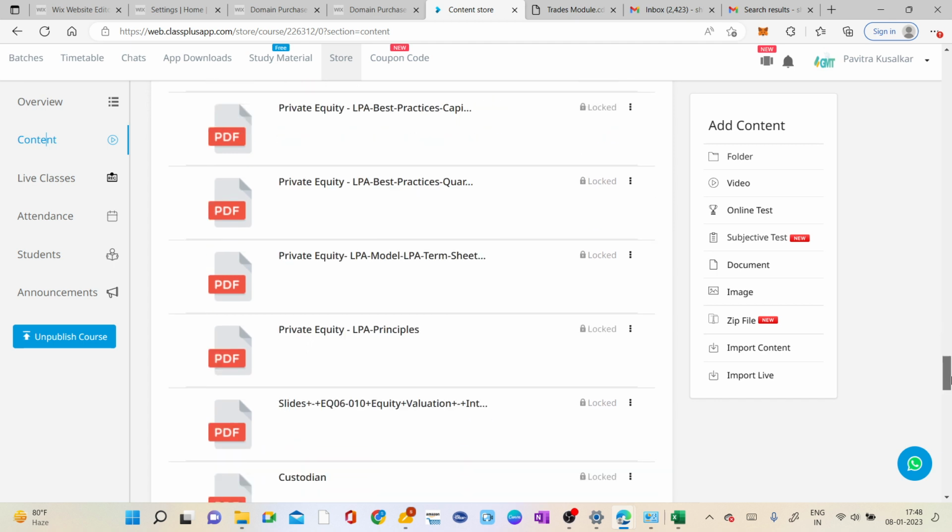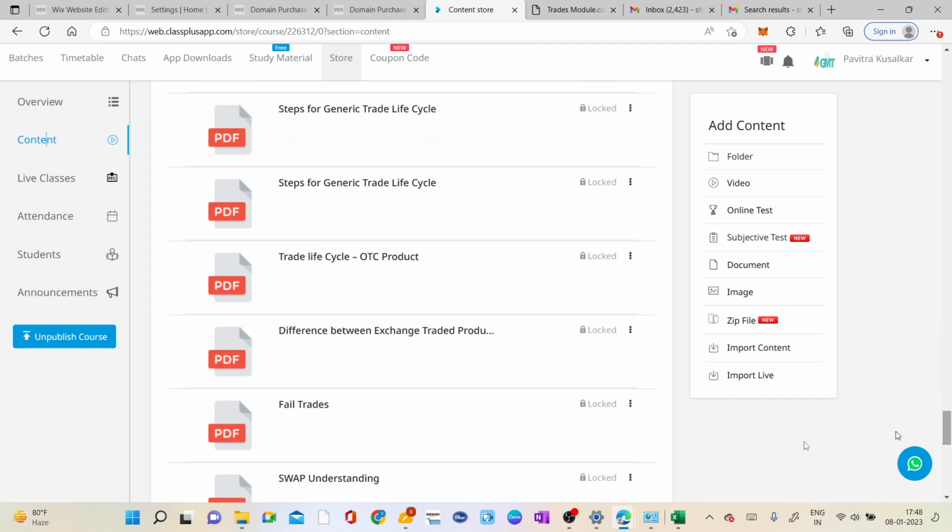So I don't have any solution for it. You can refer to this document. You can refer to this document. We have covered it. You can refer to this document, and this document. These are the few documents which you can refer to for trade processing. Just go through it.